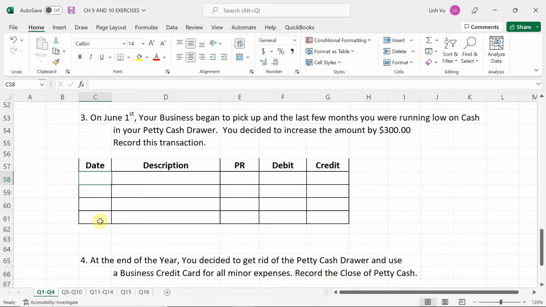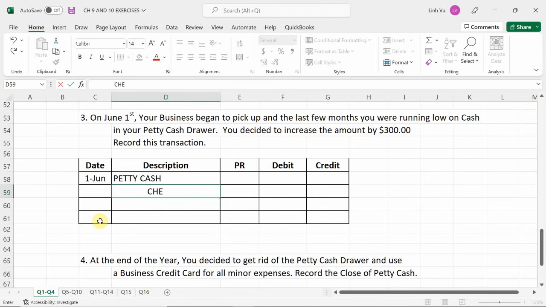So we're increasing it. So in this case, it is June 1st. We're going to raise our petty cash drawer amount by cutting a check for $300, right? So now you have a grand total of $800. Right? So in this case, to increase petty cash limit.